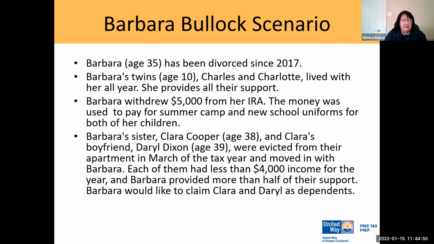So next year, let's say that they crash on her couch, or crash with her next year for the whole year from January through December, then that would be enough if all the other conditions are satisfied, the no income or the less than $4,300 worth of income, and Barbara provided more than half of their support, then that would be enough for Clara and Daryl to be dependents.